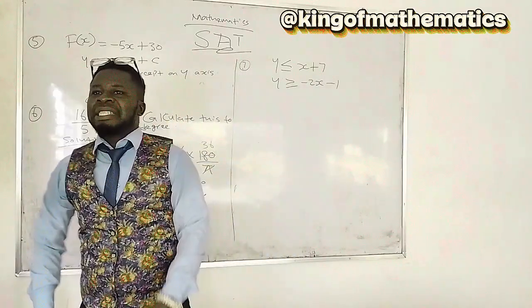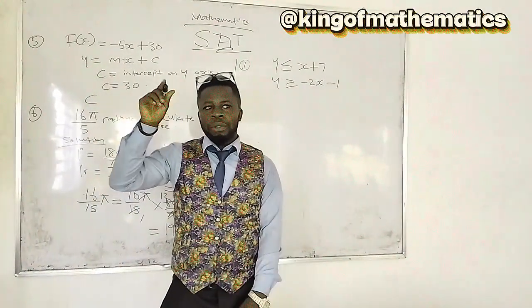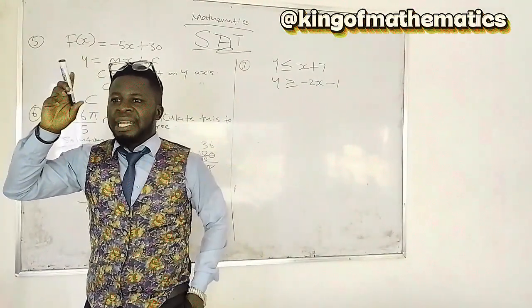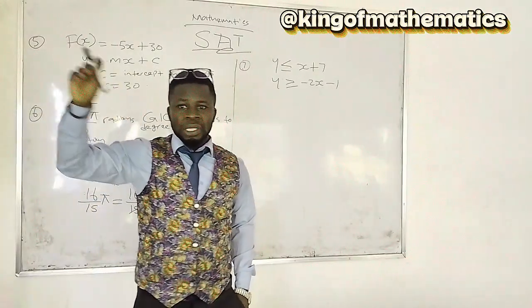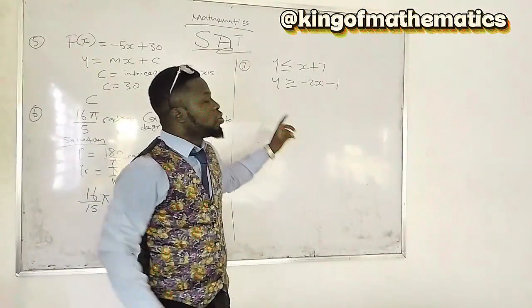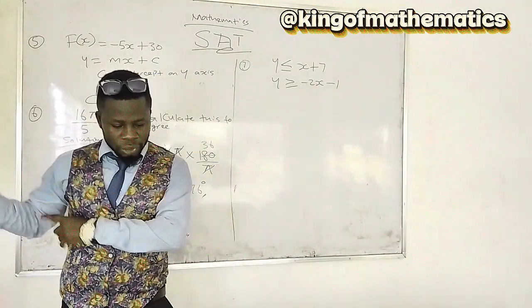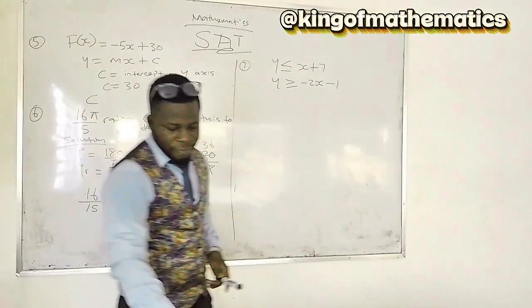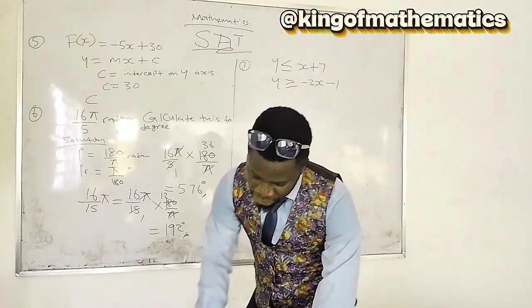Obviously we know that in the xy plane, the point is going to be x comma something. So if you look at this one now, let's check.